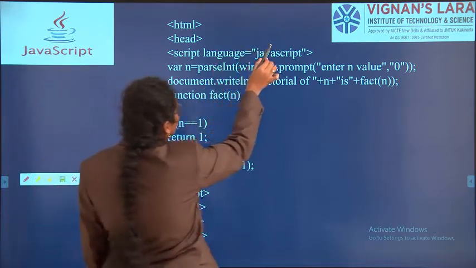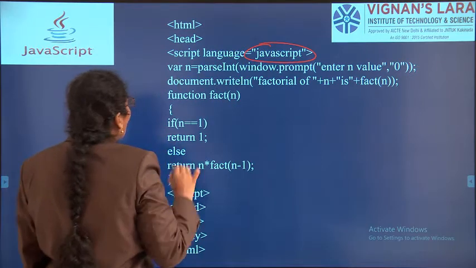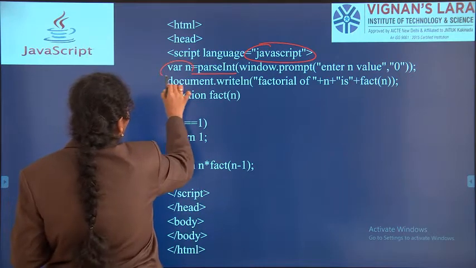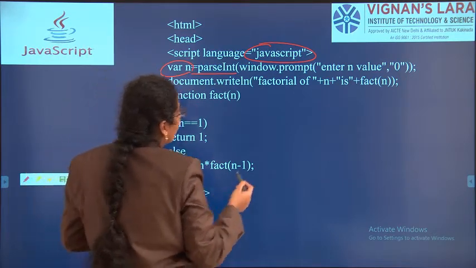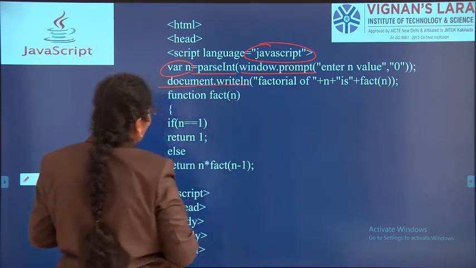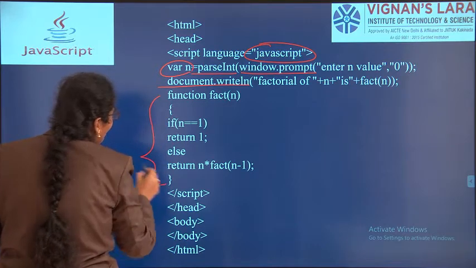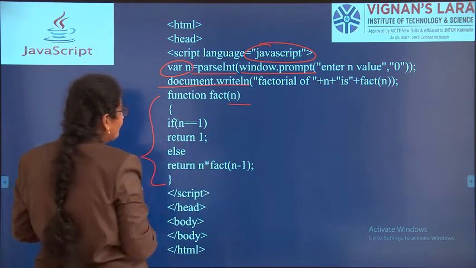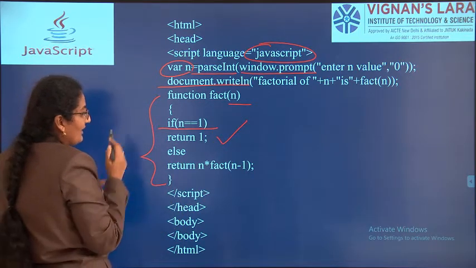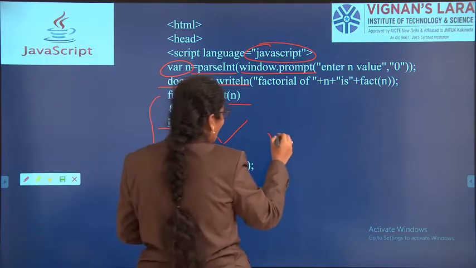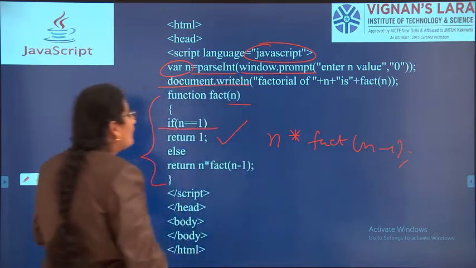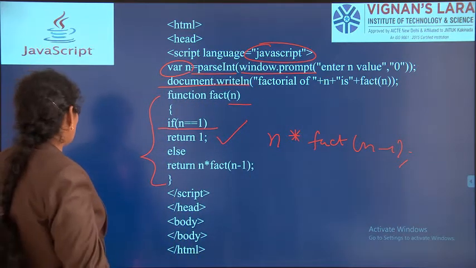As usual, because it is JavaScript, the language will be JavaScript. All the elements should be integers, so I am using parsing. I have declared the variable n. I want to give the input from the keyboard, so I am using window.prompt. For output I am using document.write. This factorial code you already know, right? See, I have taken n. If n equals 1, I want to return 1. If not 1, then I want to find the factorial. What is the formula for factorial? n into fact of n minus 1. So the formula for factorial is n into fact of n minus 1, this we know.